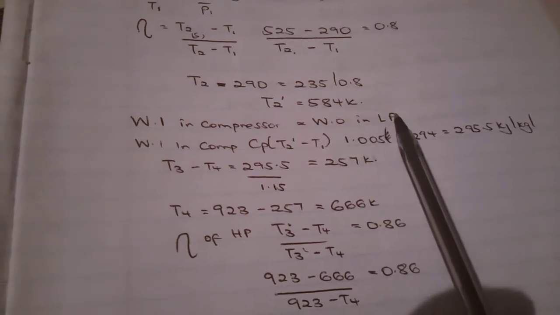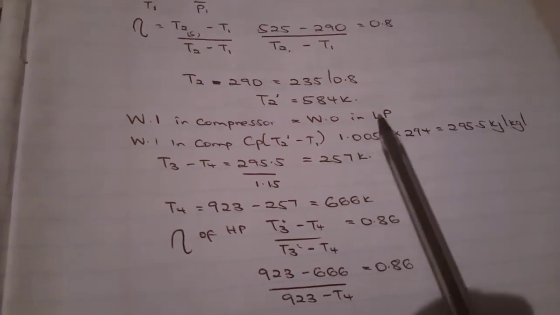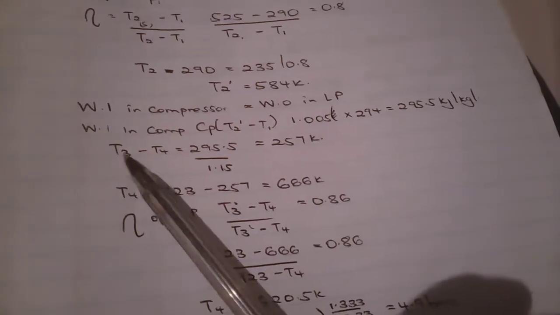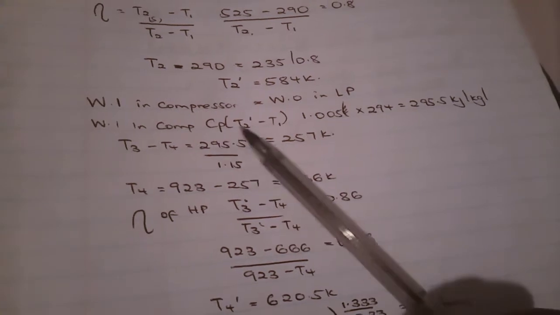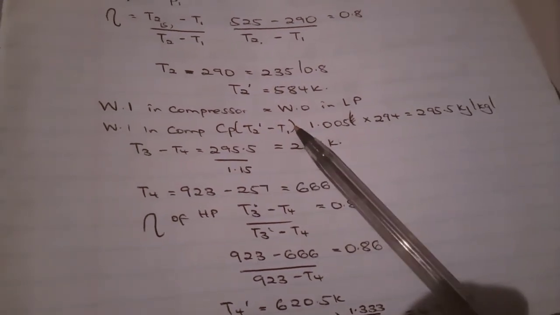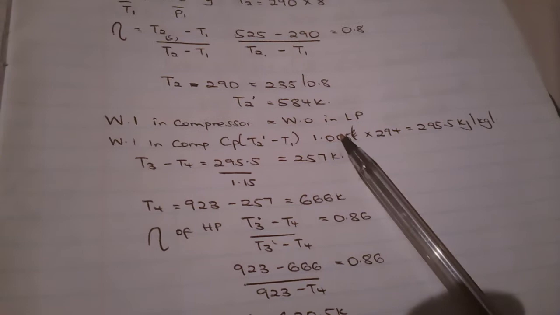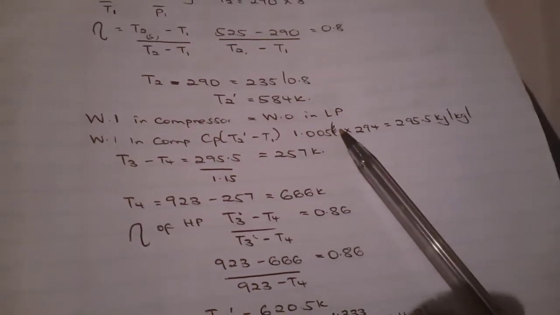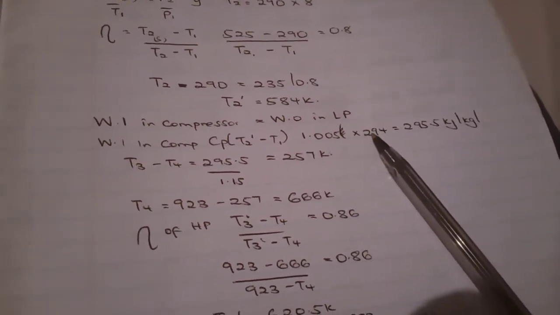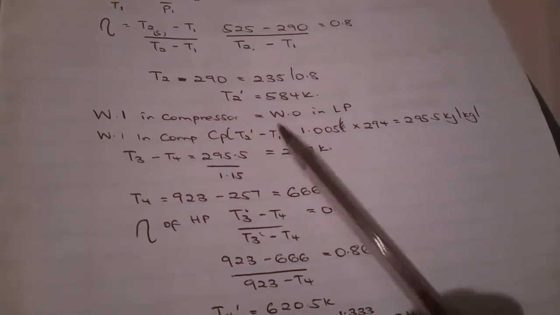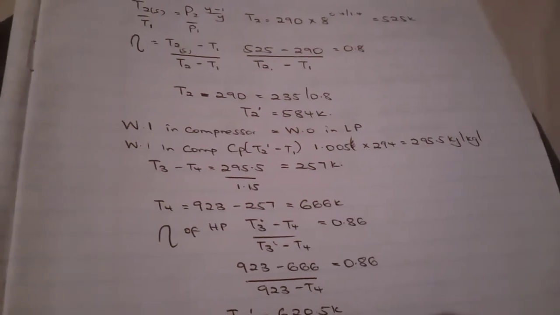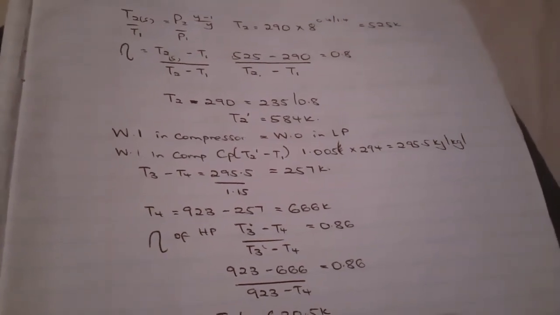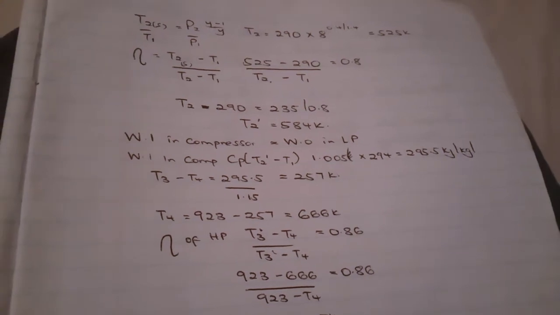Work input in the compressor is equal to work output in the high pressure turbine. Work input in the compressor is given by Cp times T2 prime minus T1, which is Cp times 294. After evaluating T2 prime minus T1, you get 294, which gives 295 kilojoules per kg.